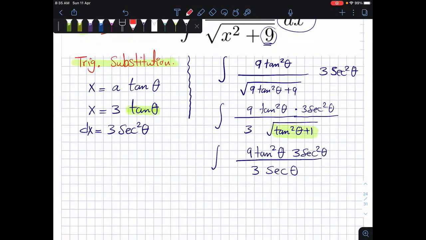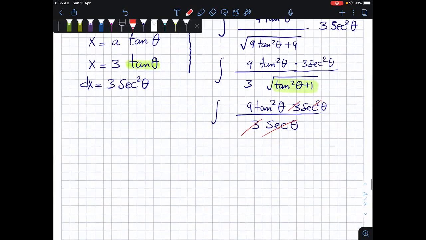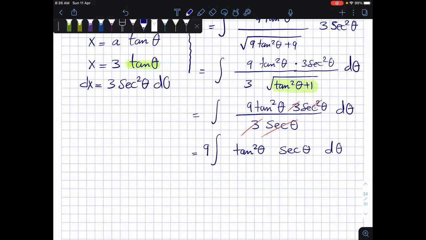And then cross out the like factors. We will cancel the sec with the squared, we will cancel the 3 with the 3. And then we still have only, guys, what? The integral of 9, we write it as a constant outside the integral sign. And then what? Still have tan squared theta times sec theta, d theta. Okay, d theta, I forgot it here. d theta, sorry.